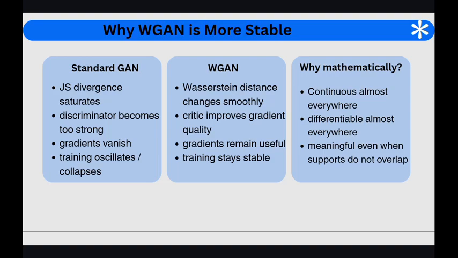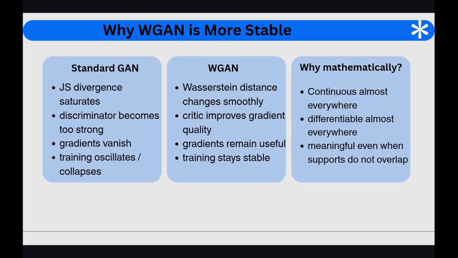The Wasserstein distance changes smoothly even when the generated samples are still poor. This implies that the critic can still give gradient information even when the real and fake distributions are far apart. So by this, the generator will get a clear direction on how to improve.